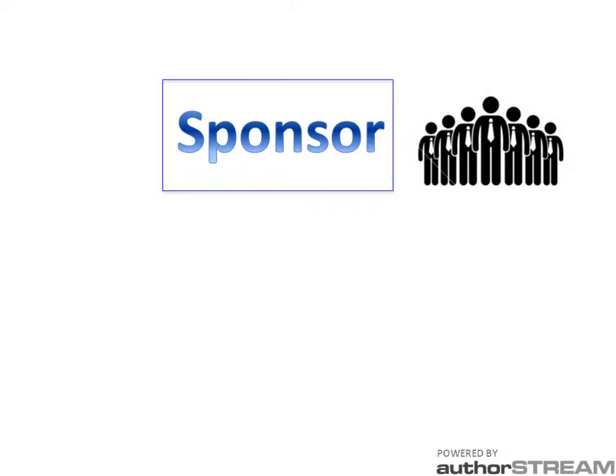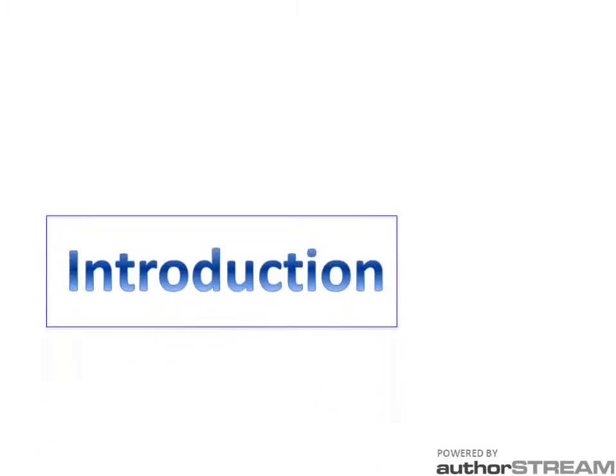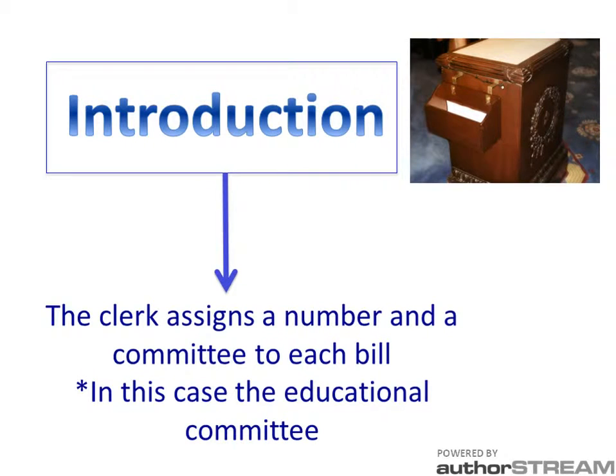The sponsor needs people or representatives who are supporters of the bill and agree to it. In order for the bill to be introduced, it has to be placed in the hopper. The clerk assigns it a number, another clerk reads it, and the Speaker of the House sends it to the appropriate committee, in this case, the Educational Committee. At this point, the bill is in the committee.